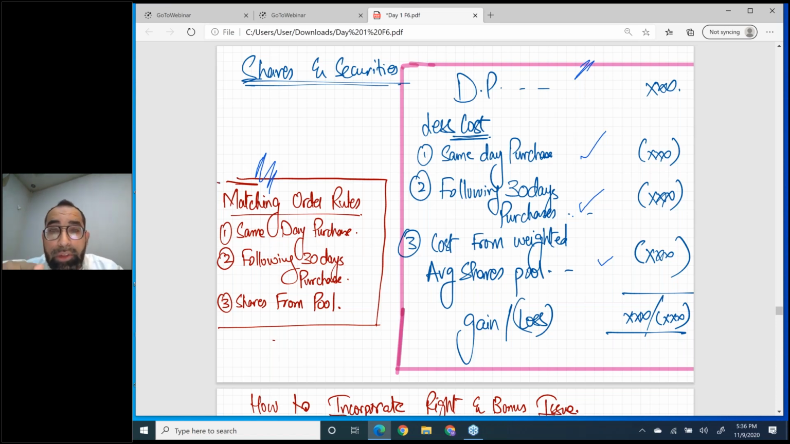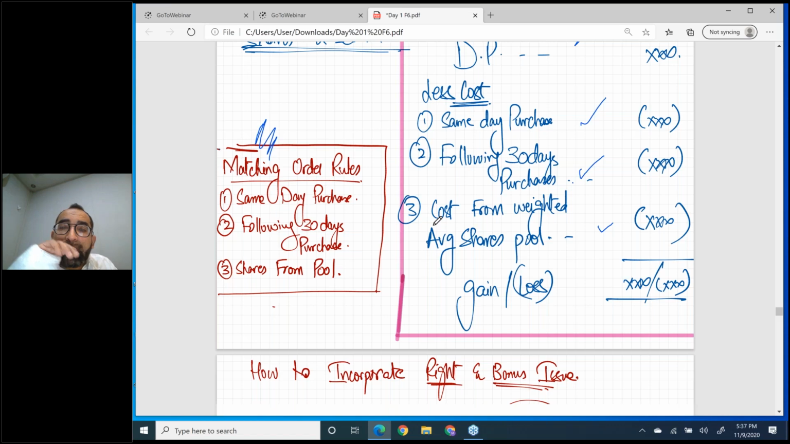And this is for individuals. Whenever an individual sells or gifts shares, we compute gain. In that gain computation, DP, disposal proceeds, is ready-made given. And for cost, to match the cost, you have to follow these rules: same day purchases, following 30 days purchases, and then shares from the weighted average pool. Then you will get gain or loss.